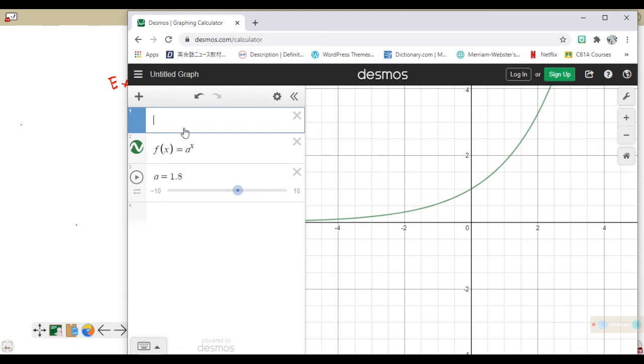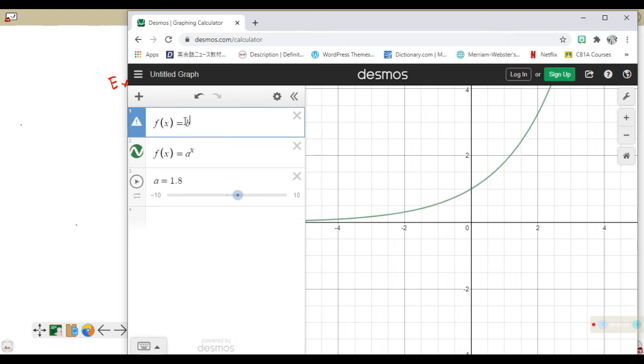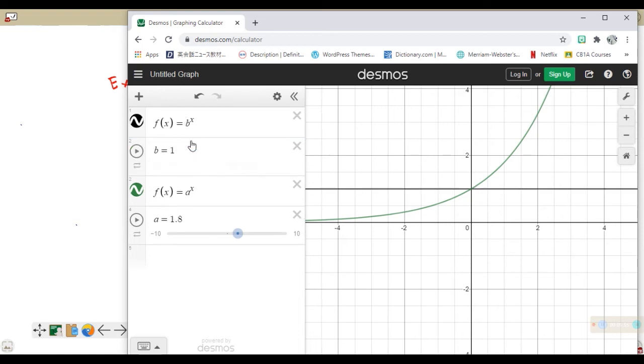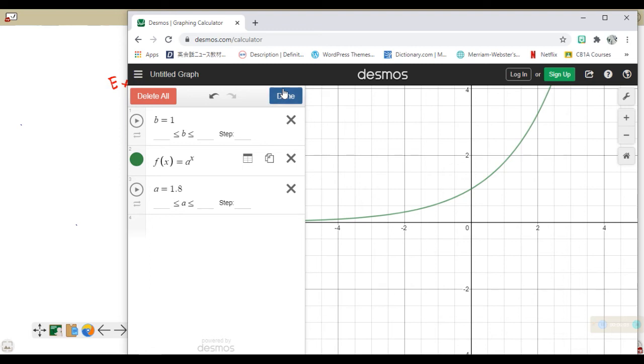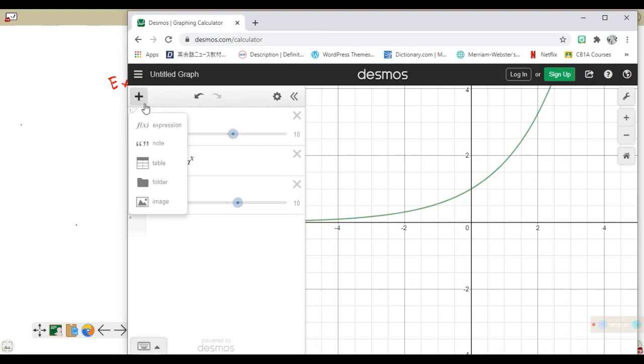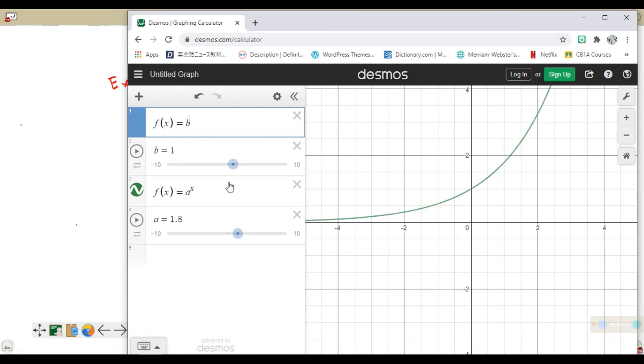Lagay pa tayo ng isang exponential function. Sabi ko nga kanina, kahit anong base, okay lang. Gawin natin base b. Add ulit tayo ng slider. Ayoko ng black. Ayan, blue naman. So, let's set a number that is greater than 1.8 and then compare their graphs.